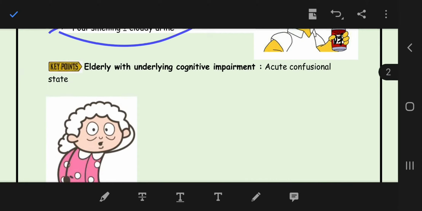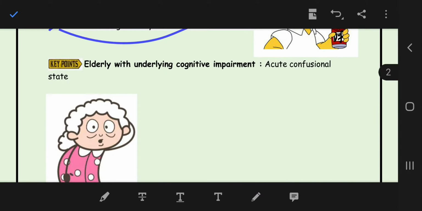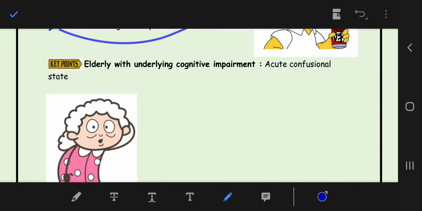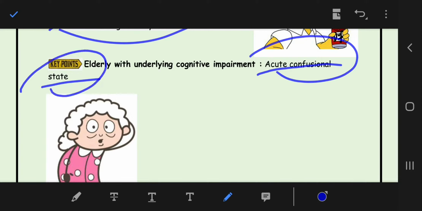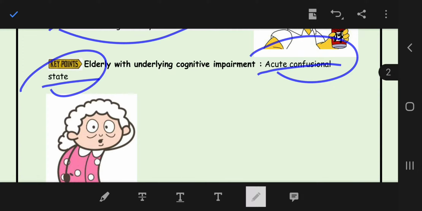Elderly patients. Now, elderly men and women who have an underlying cognitive impairment, in the exam they may not say that the person has urgency or dysuria. They can say they have an acute confusional state. That should be enough for us to think about. We need to rule out UTI in this patient. Key factor here, don't forget this one.